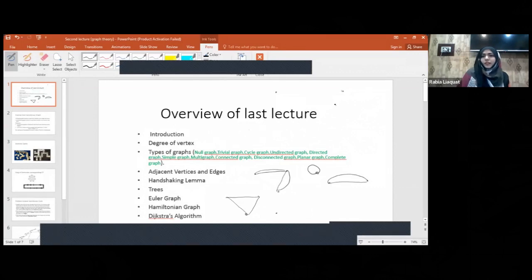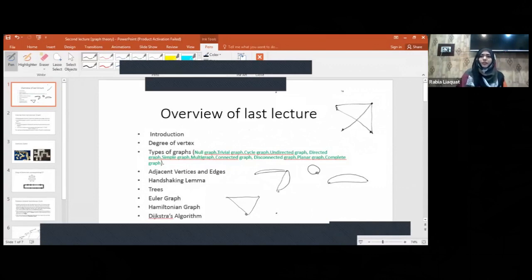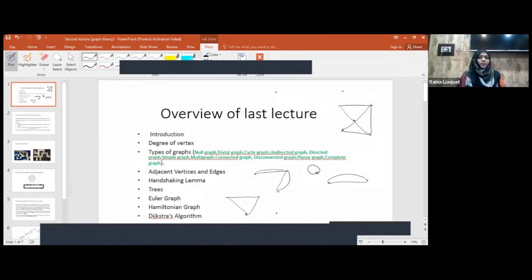A planar graph is a graph which we can draw in a plane. In other words, there is no intersection between any two edges. For example, this is not a planar graph because there is an intersection of two edges. If there is no crossing between any two edges, then this is a planar graph, right?